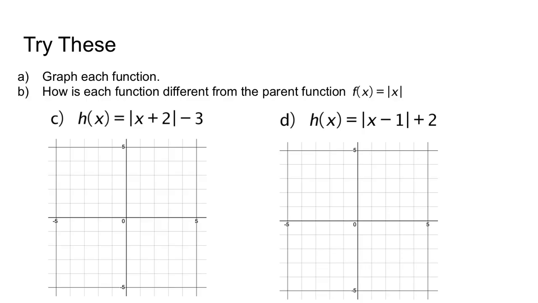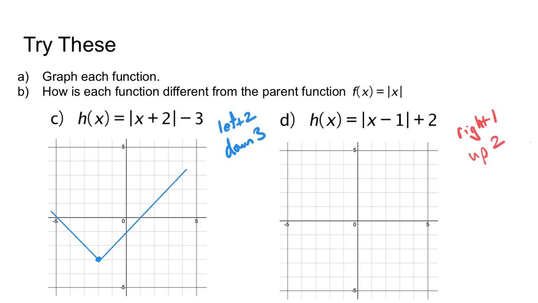All right, for C, did you say that it moved left 2 and down 3? If you did, you're right, and the graph would look like this. What about for D? Did you say right 1 and up 2? That's correct, which means your graph should look like this.